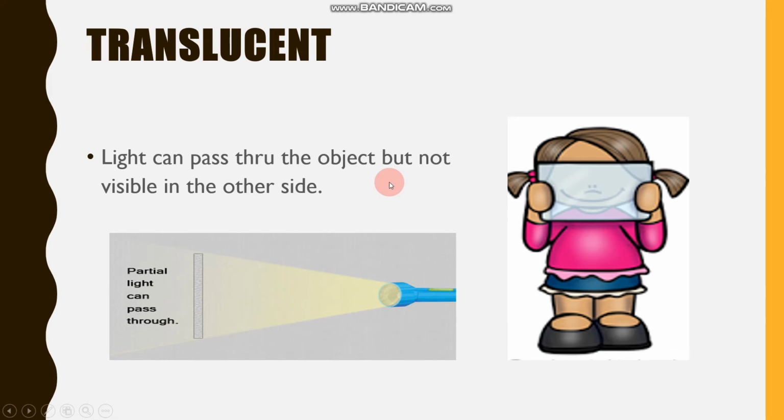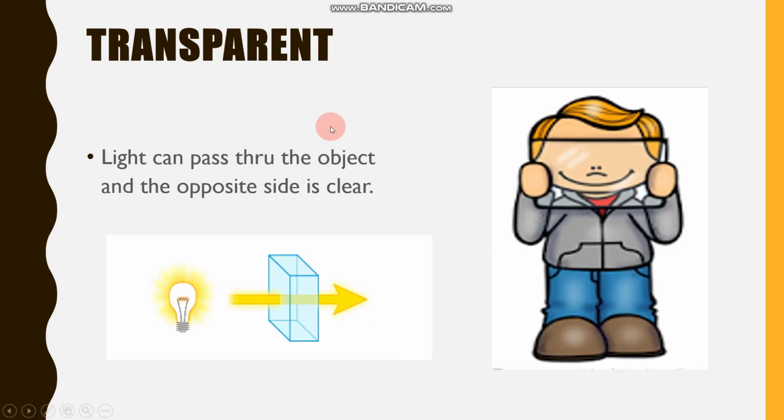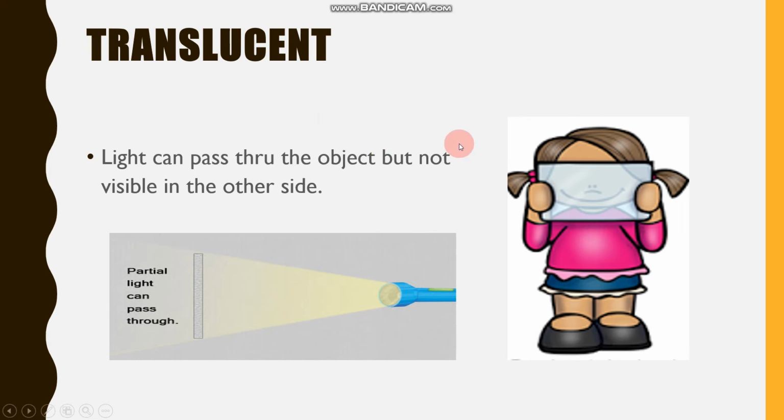For the translucent, light can pass through the object but not visible to the other side, or partially visible light yung makikita or yung magpapass through sa kanyang kabilang side, katulad nito. So, as compared to the transparent, sa translucent, it allows or it transmit at least 50% or less of the incident light, or yung light na nanggagaling kay source, it transmits o kaya naman nagpapass through at least 50% or less of the incident light that is coming from the light source.